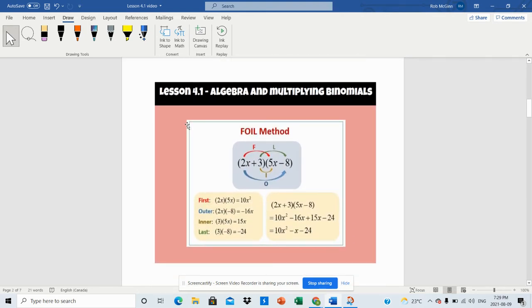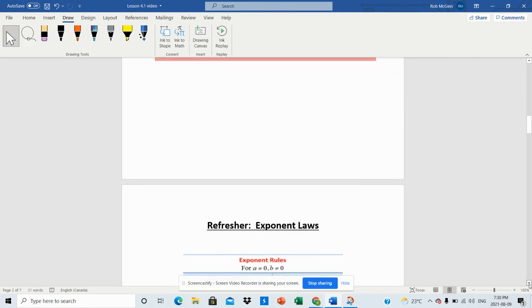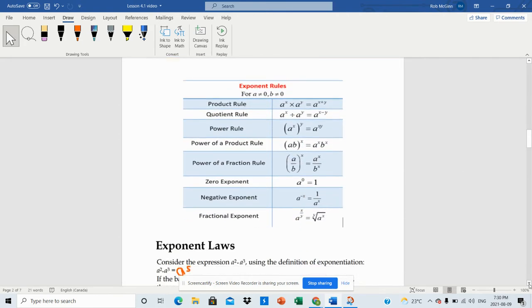So, lesson 4.1 is algebra and multiplying binomials. And one of the things that we will talk about is FOIL when we multiply two binomials. What do we do? I mentioned this in a previous lesson, but we'll look at it in a little bit more detail today. Before we go to foiling, though, we're going to review exponent laws.